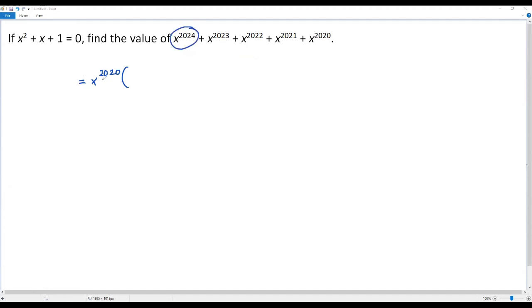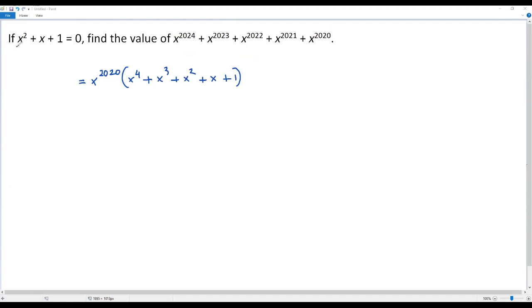When I divide the first term by x to the power of 2020, I am getting x to the fourth power. When I divide this one by x to the power of 2020, I am getting x to the third power. Then I am getting x squared. Then I am getting x. When I divide the last term by this one, I am getting 1.